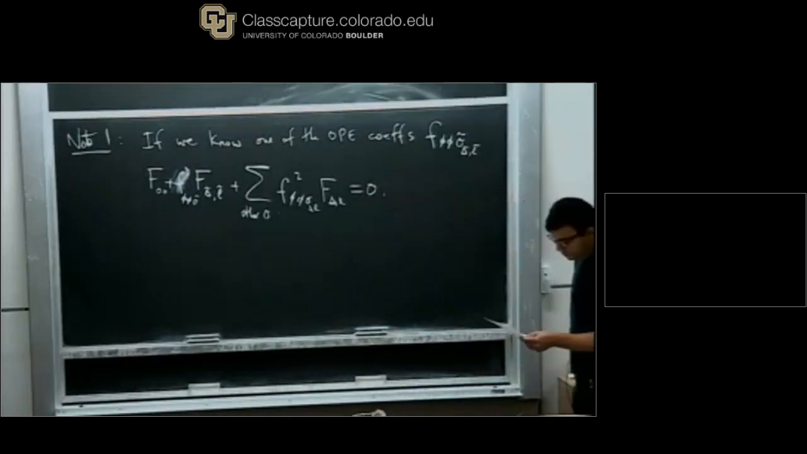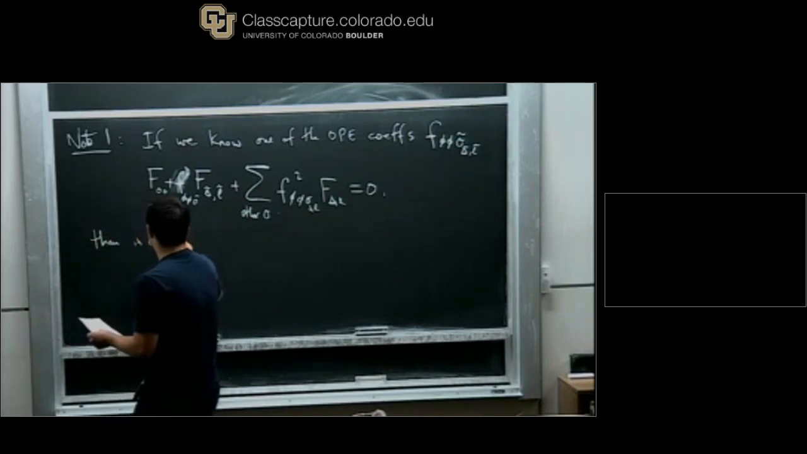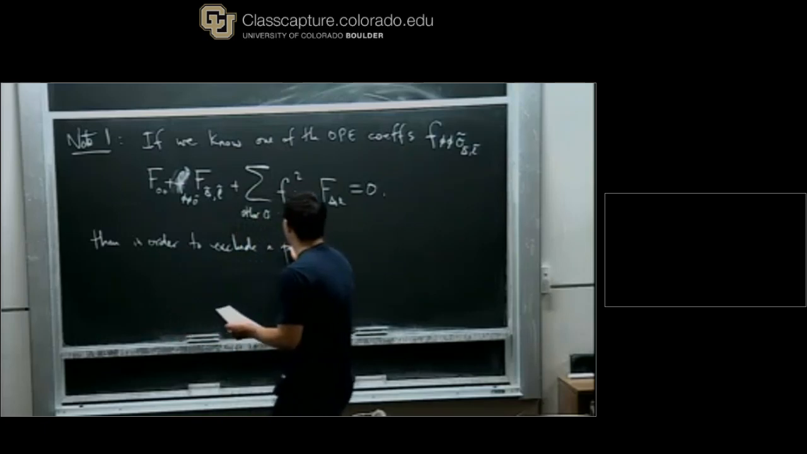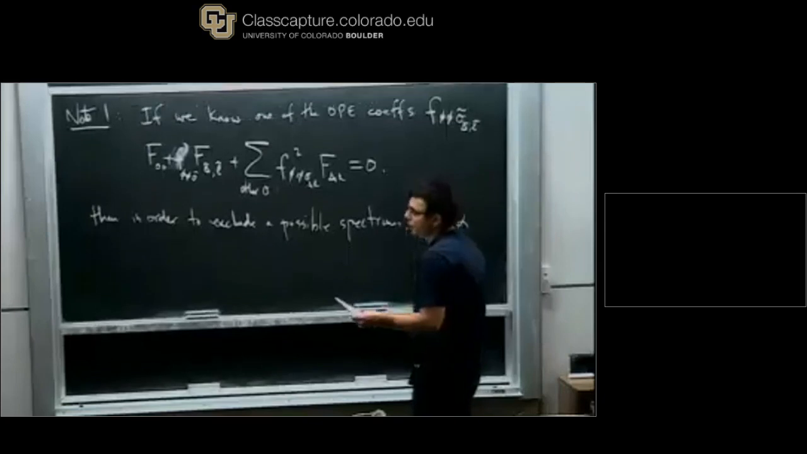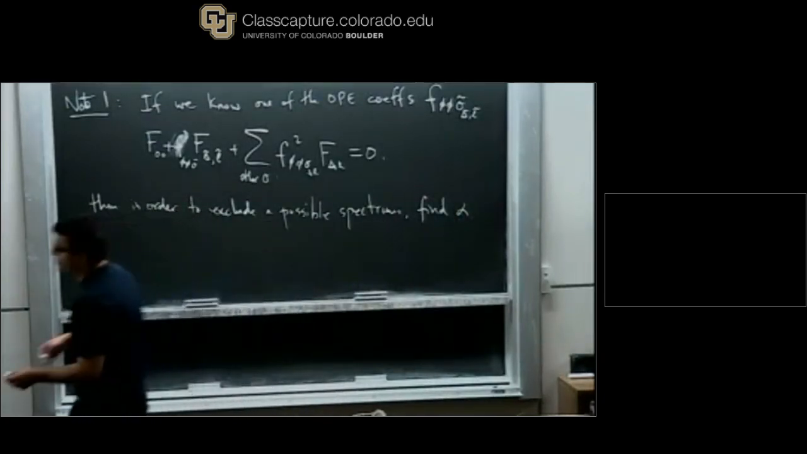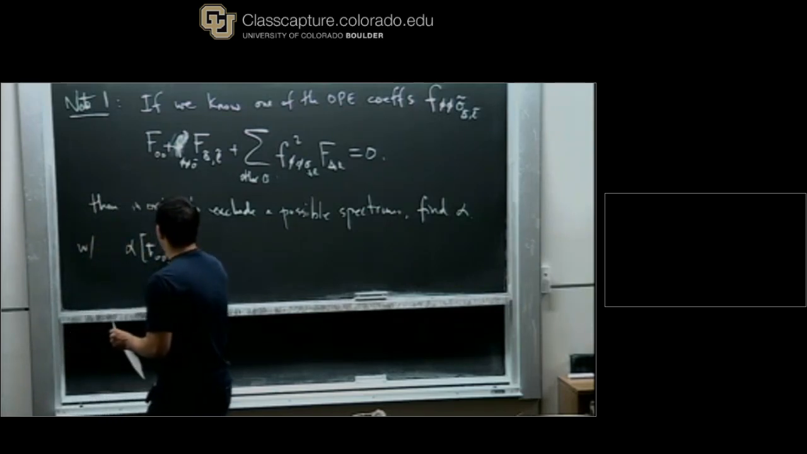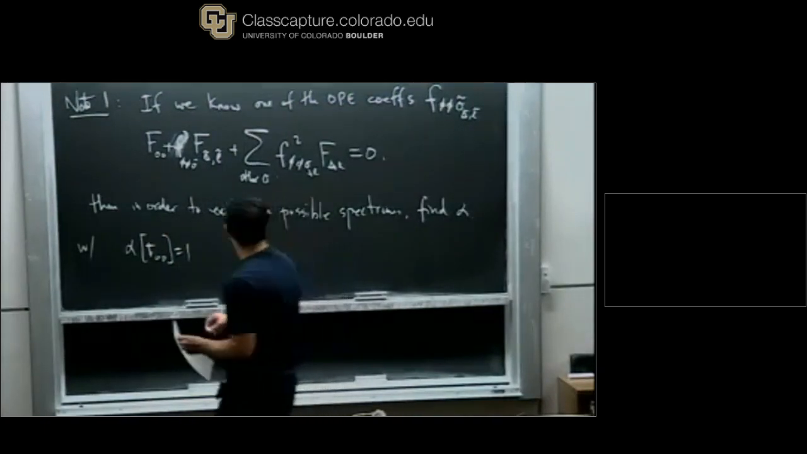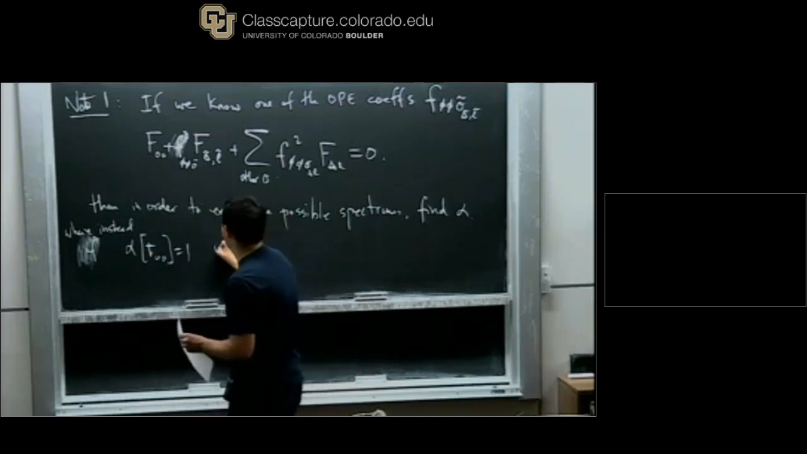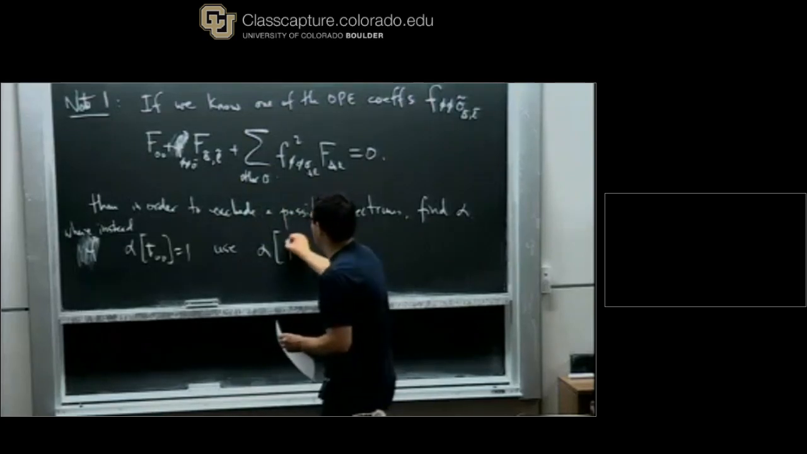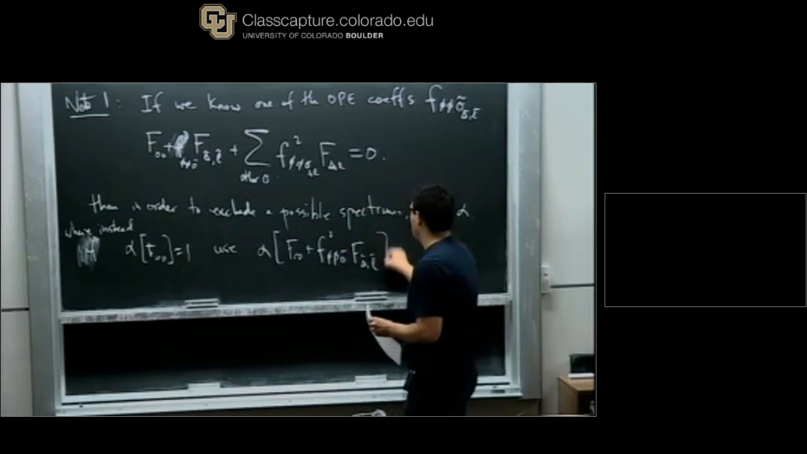And then, in order to exclude a possible spectrum, find a linear functional alpha with the same conditions as here, except that instead of alpha acting on the identity operator being normalized to 1, we use the normalization condition that alpha acting on this combination, F 0, 0 plus phi phi O tilde squared F delta tilde L tilde, is equal to 1.